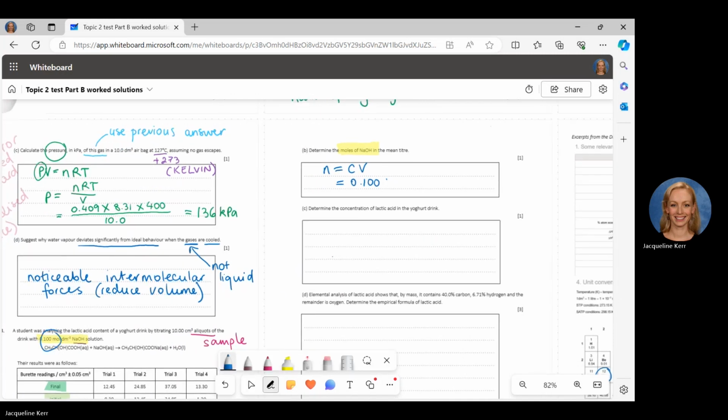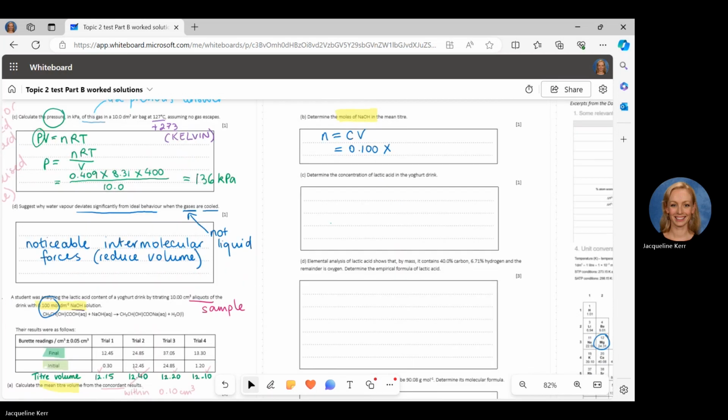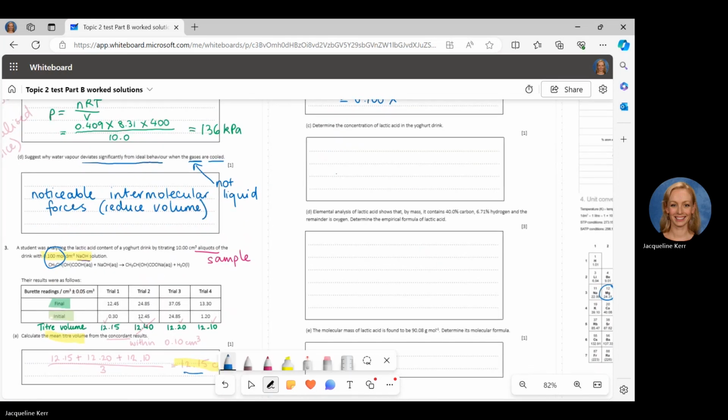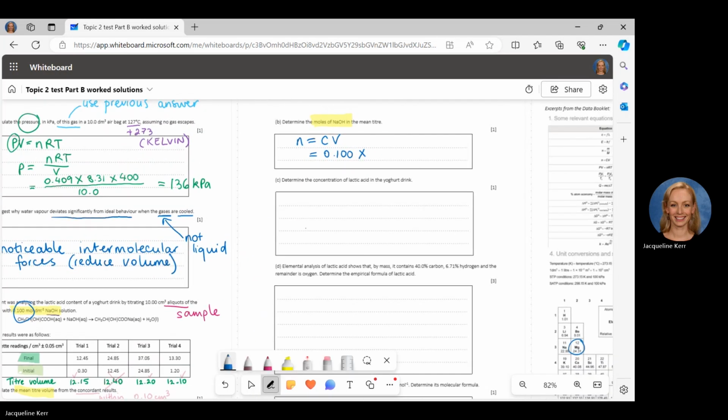Now our volume's in centimeters cubed, so just be careful with that one. But we use, there it is, our 12.15. So to convert that to decimeters cubed, make sure you put that 12.15 over 1,000. You can write that, or you could just do it first and put it into decimeters cubed, as long as you're doing that unit conversion to get the right result. So if we solve that, we get 0.00122 moles, or if we write it in scientific notation, 1.22 times 10 to the minus 3.